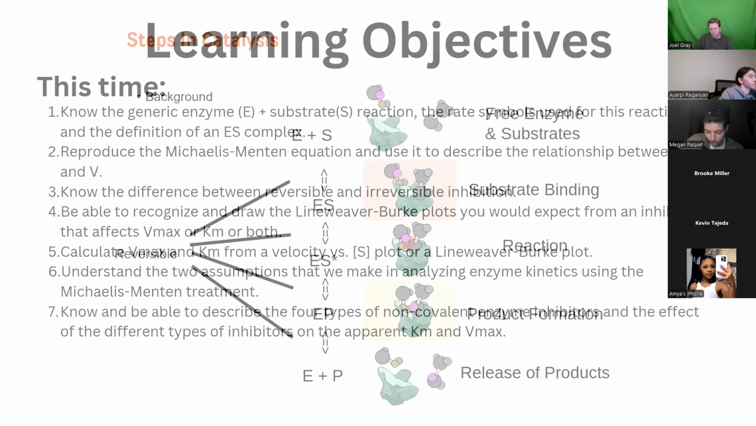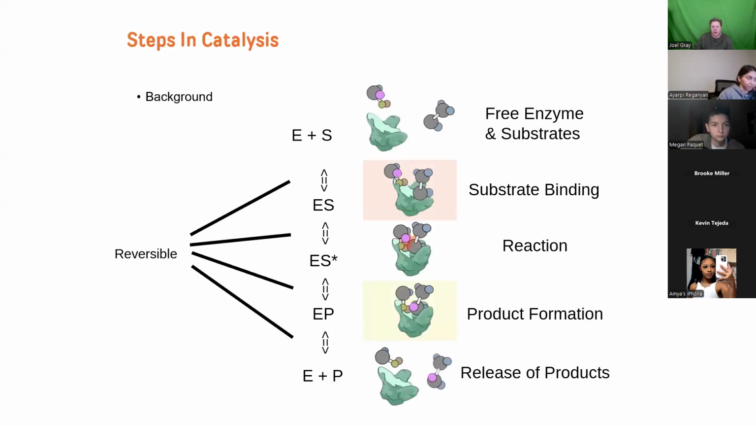Now, to review and reflect, we talked about these models. Our Cleland notation with E plus S yields ES. ES asterisk indicates that our reaction is taking place. EP means that our product is bound to our enzyme. And then last but not least, we have our free enzyme.